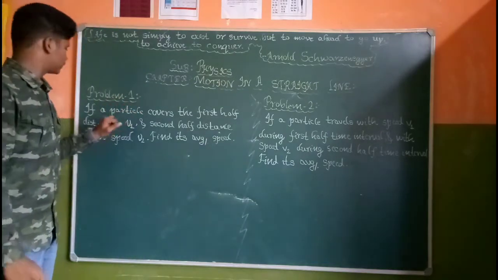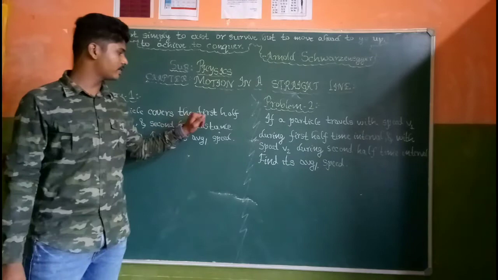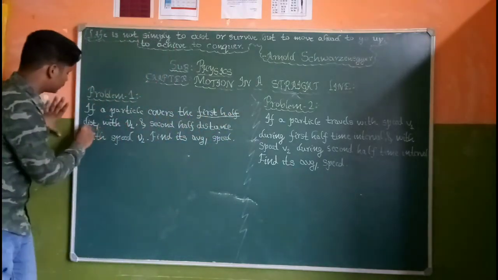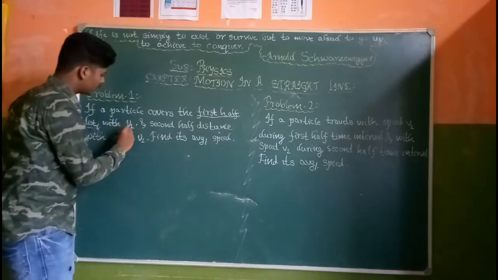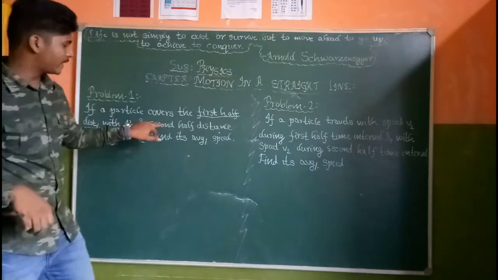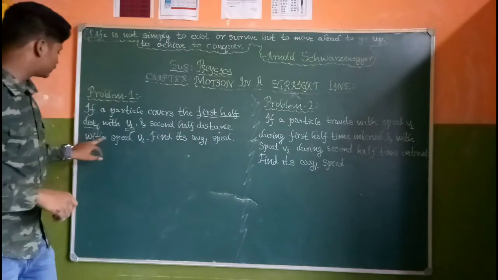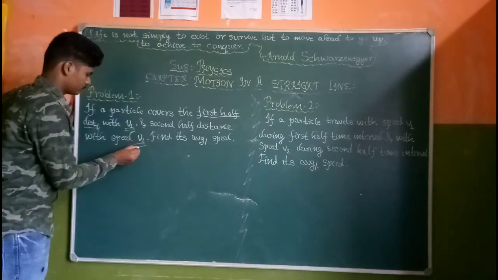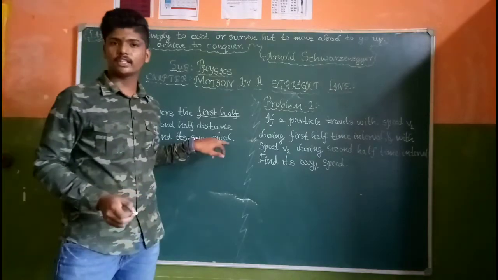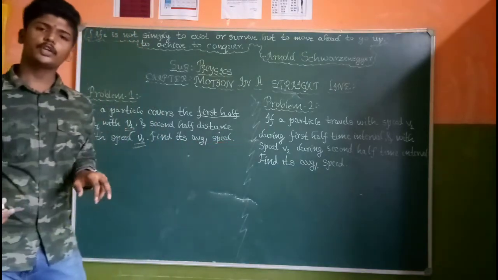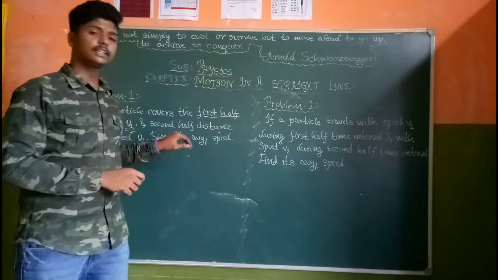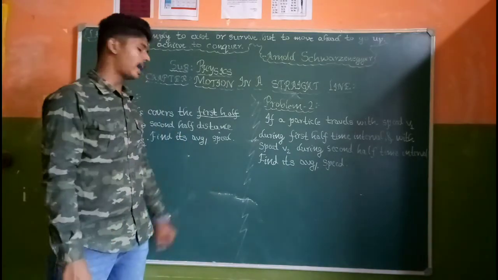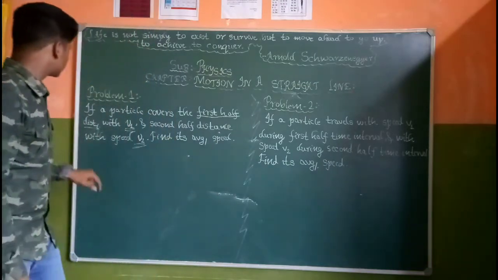Problem 1. If a particle covers the first half distance with velocity v1 and second half distance with speed v2, find its average speed. As I told you in the previous class, whenever there is a question in this chapter, you have to draw the figure. So I am drawing the figure now.